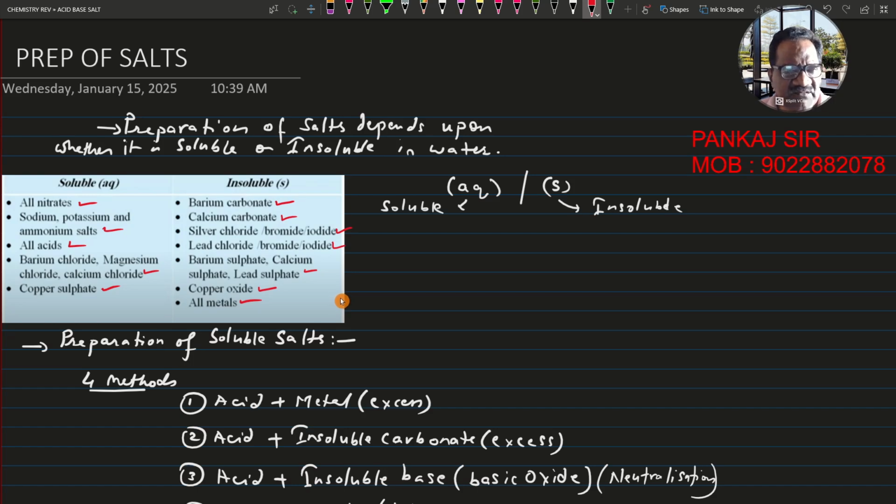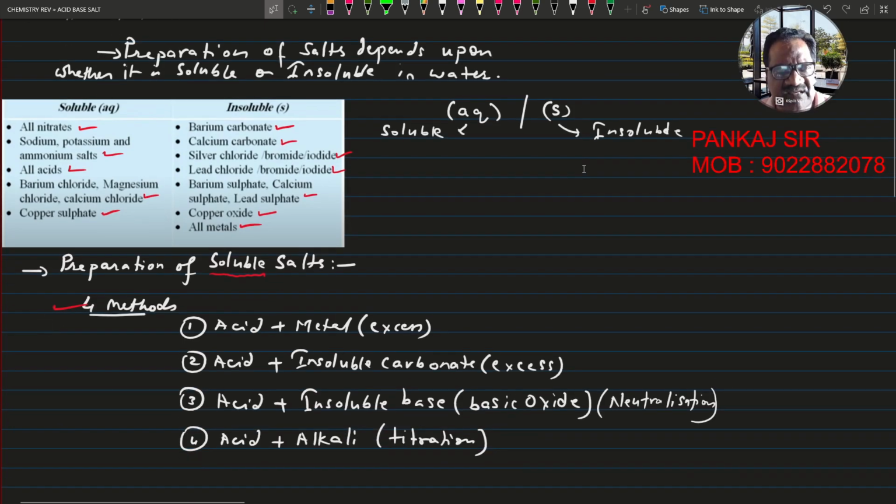We will be dividing this preparation of salts into two parts: preparation of soluble salts and preparation of insoluble salts. First I am going to deal with preparation of soluble salts. There are 4 methods for the preparation of these soluble salts, and let me list them. When you take some acid and react it with some metal taken in excess, this is one method. You can always prepare a soluble salt with this method.